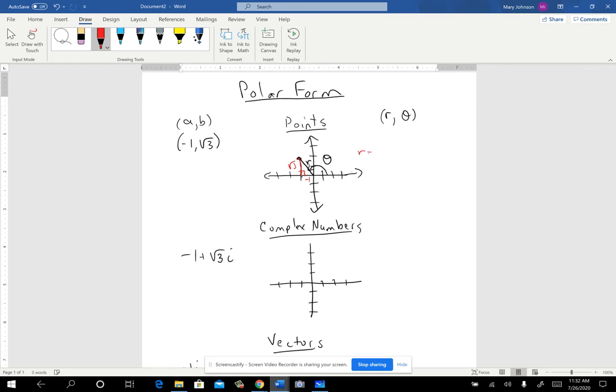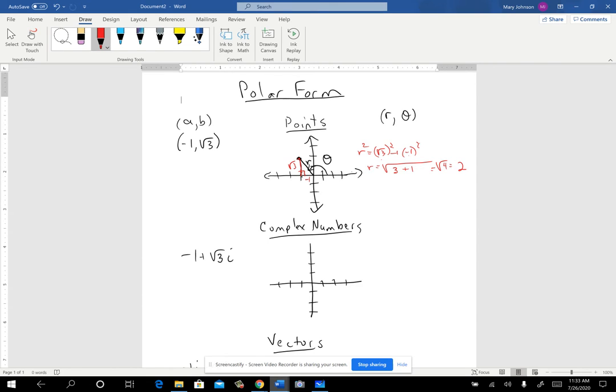To get the radius, you would just do the radius squared equals the square root of 3 squared plus the -1 squared. And so r would be the square root of the square root of 3 squared, which is 3, and then -1 squared is 1. So that turns out to be equal to the square root of 4, which is 2. So we know r is 2.